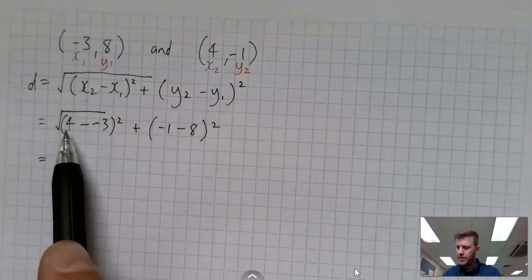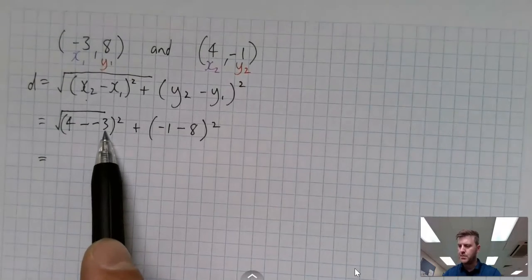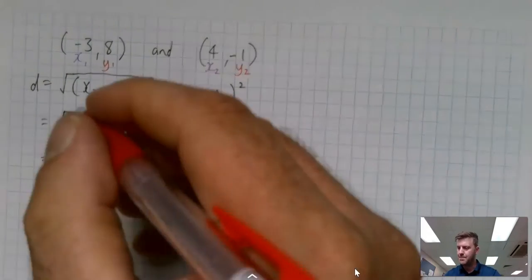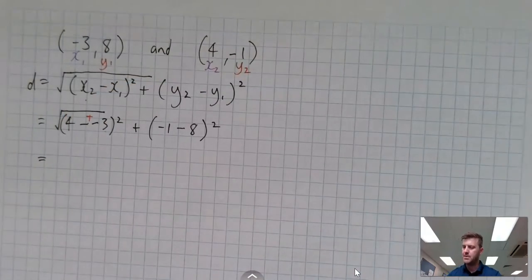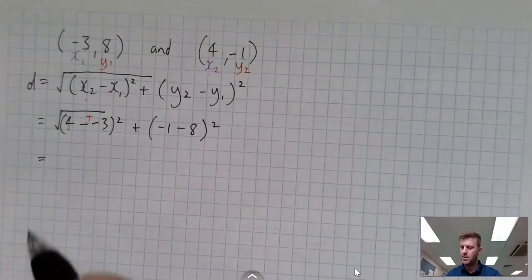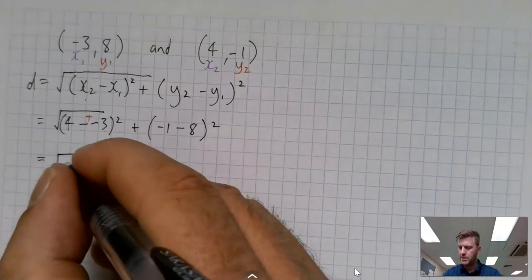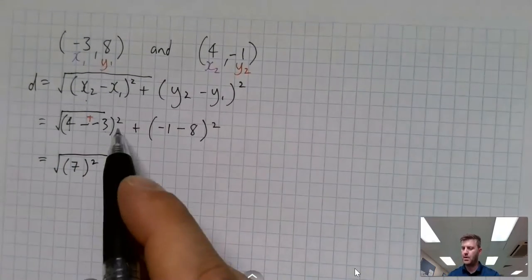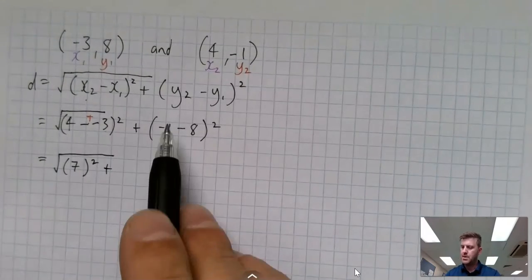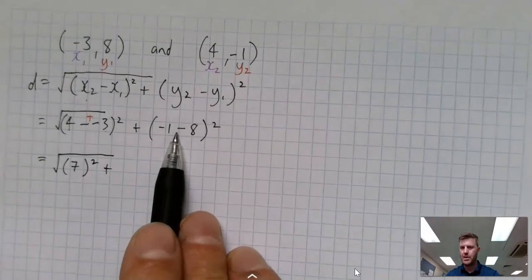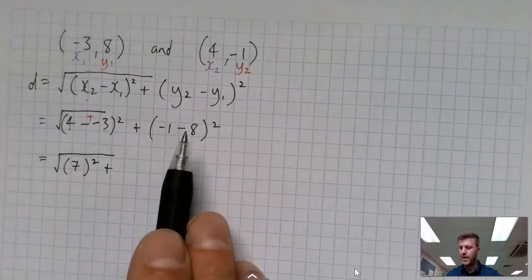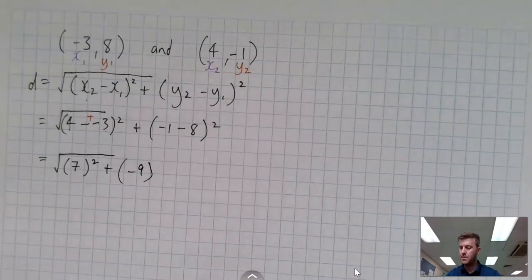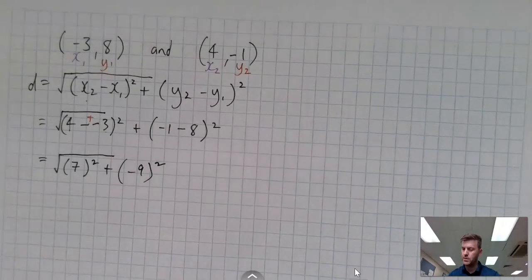So, what is 4 take minus 3? When we see those two minus signs next to each other, that actually becomes a, yeah, you guessed it, positive. So it becomes 4 plus 3, which is 7 squared. Add. Now, the two signs aren't next to each other here, so it's still minus 1 take away 8, which is actually negative 9. Okay, again, all squared.